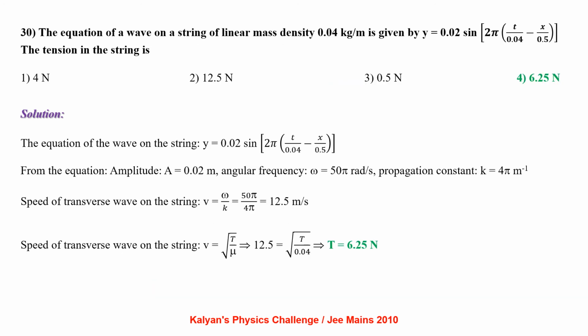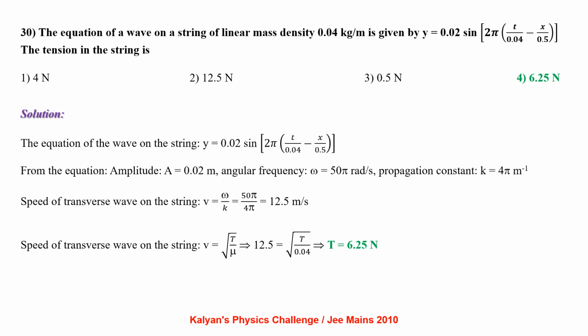The equation of a wave on a string of linear density 0.04 kg per meter is given by y equal to 0.02 sin 2 pi (t by 0.04 minus x by 0.5). The tension in the string is. Let us see the equation of the wave. y equal to 0.02 sin 2 pi (t by 0.04 minus x by 0.5).